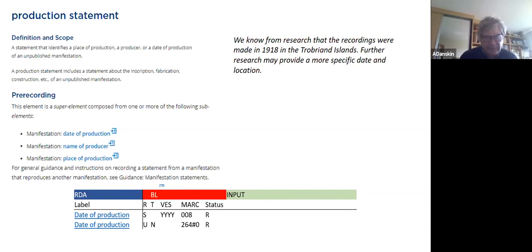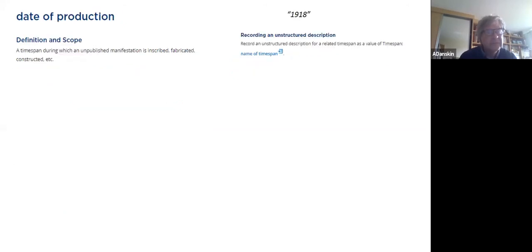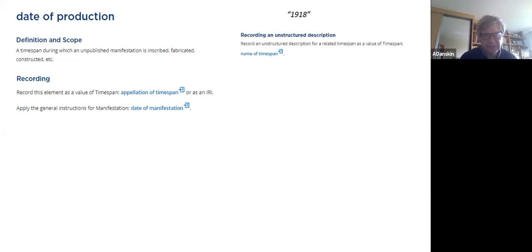But there are 2 ways in which I can record it according to my application profile. I can record it as a structured description in the MARC 008 field, date 1, and I can also record it as an unstructured description in the 264 field, both of which are required by my profile. So looking at date of production now, which was 1918, we're going to record the element. Again, we're recording this element as a value of another entity, in this case time span, but we don't need to create a record for time span. We can simply record the element in the places that we've already discussed, and it will be a value of time span.